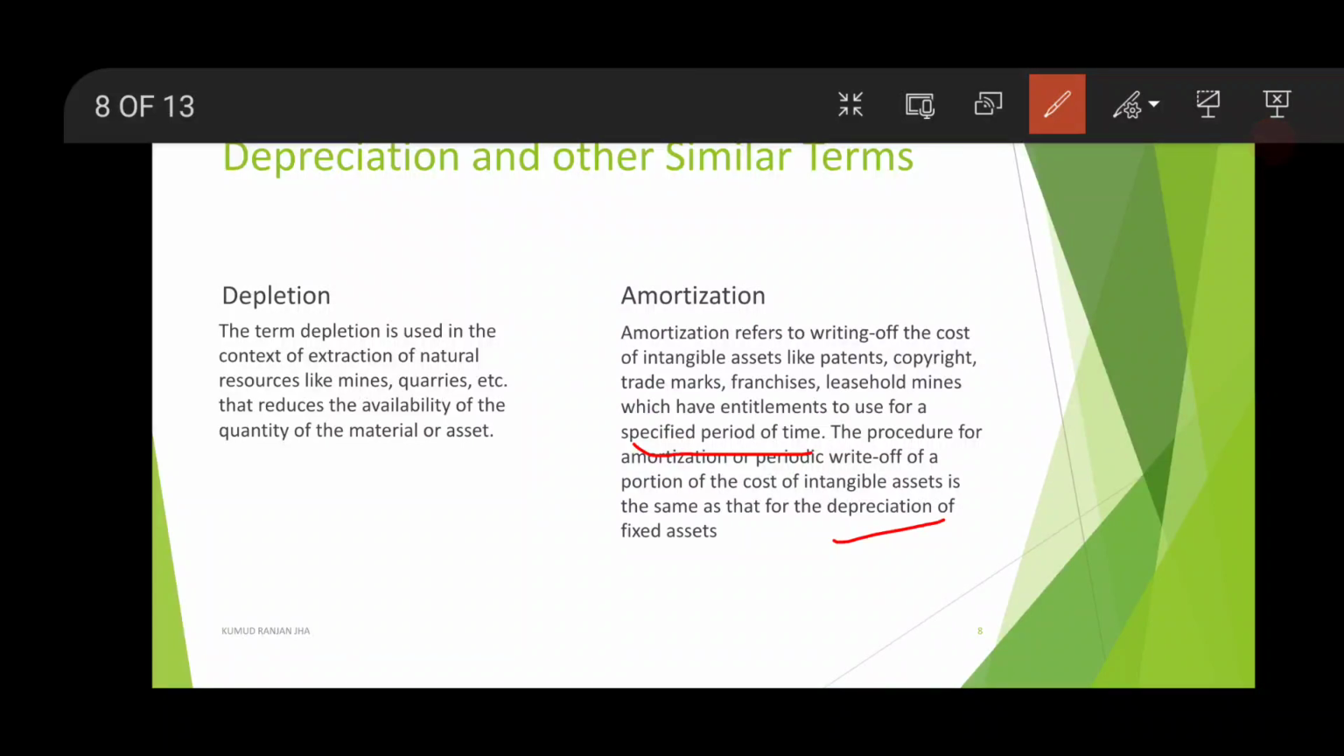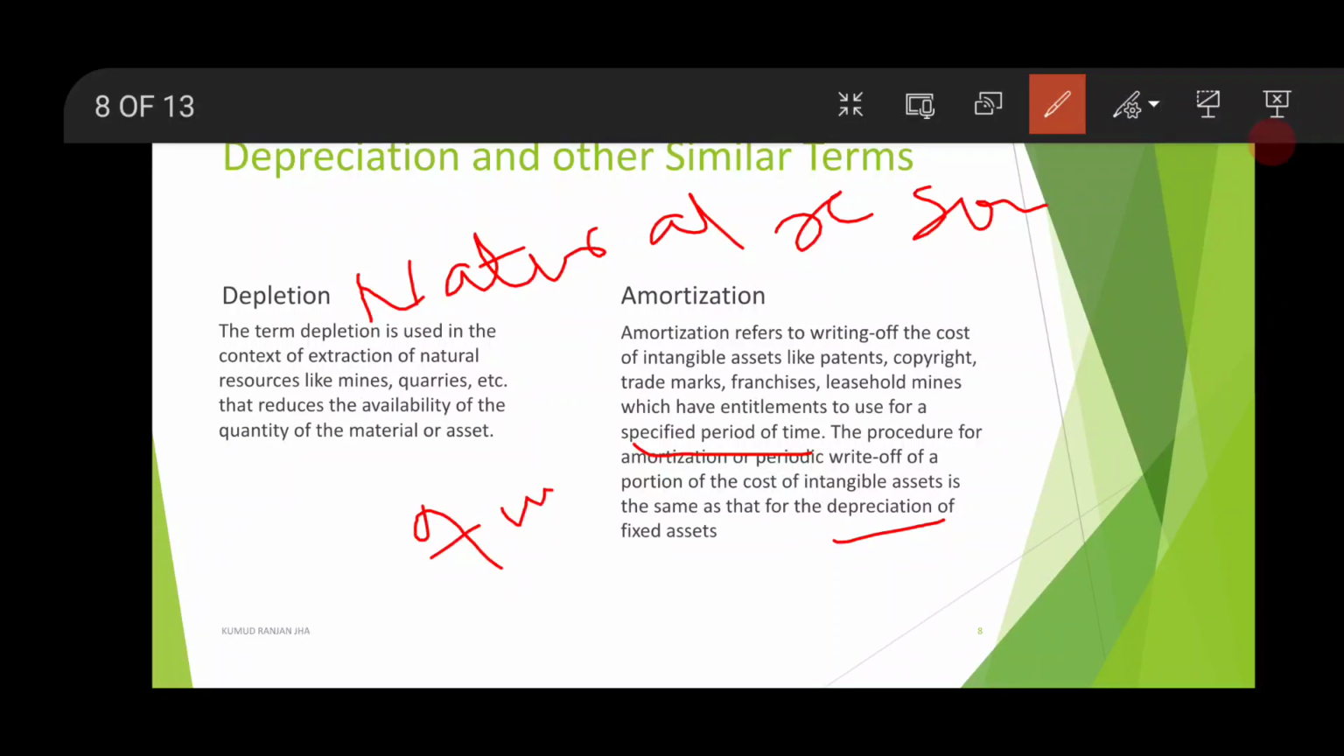Meaning amortization is used for intangible assets. So what we learn: depletion for natural resources, amortization for intangible assets, and depreciation is used for fixed assets.